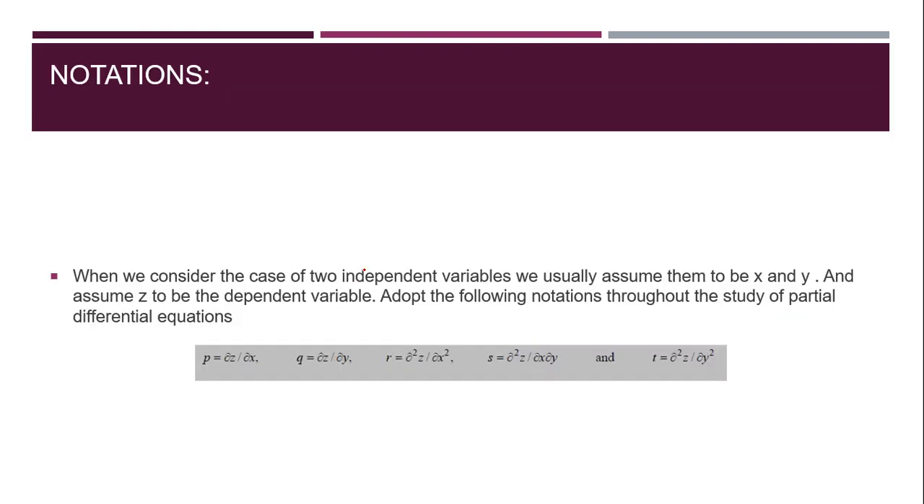So now what we are going to see are the nomenclatures or the notations we are going to follow in this course. In case we are having two independent variables x and y, and z is depending upon x and y, then the following are the notations we are using. Small p is del z by del x, q is del z by del y, r is del 2z by del x square, s is del 2z by del x del y, and t is del 2z by del y square. So be sure to note it down because we are going to use it in the coming lecture.